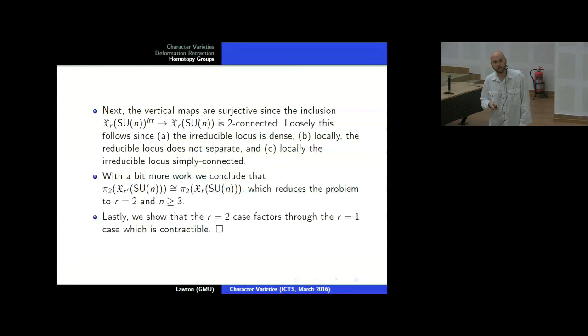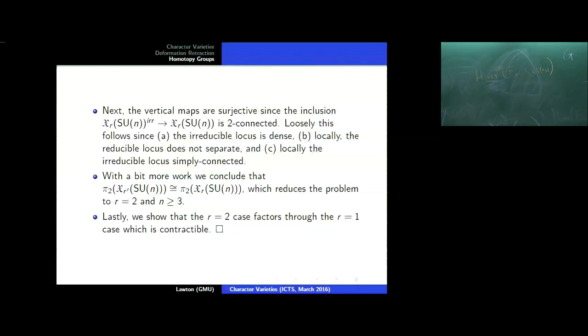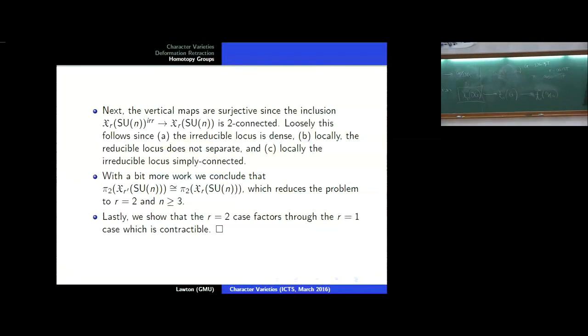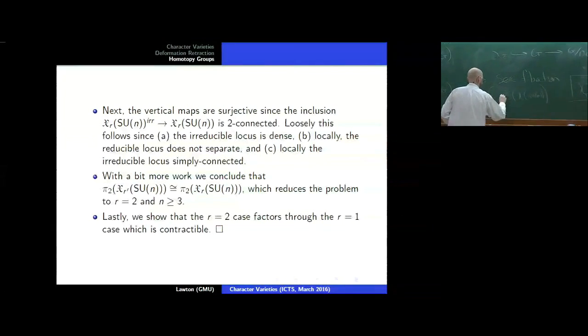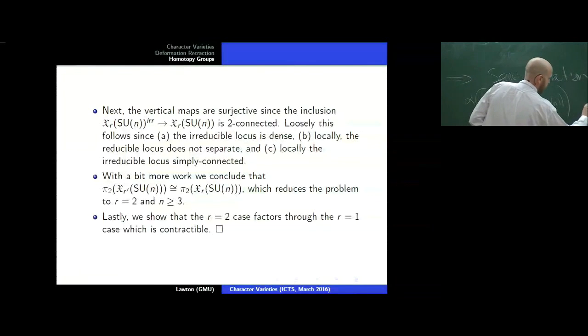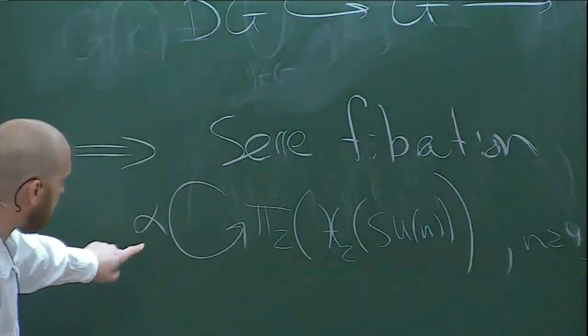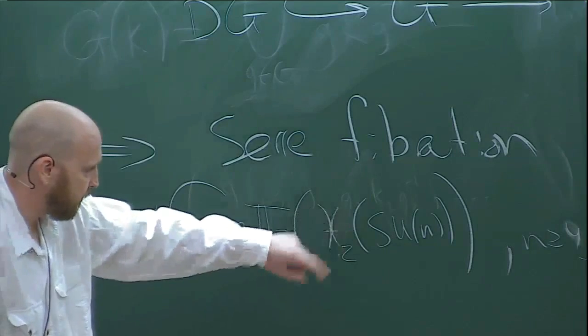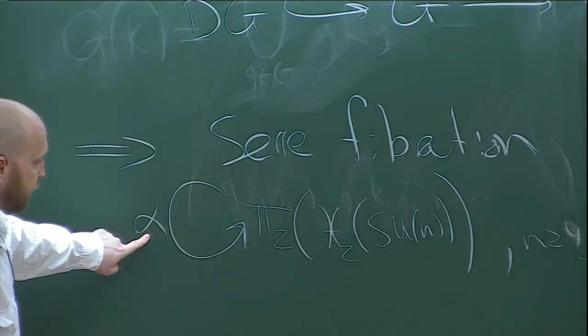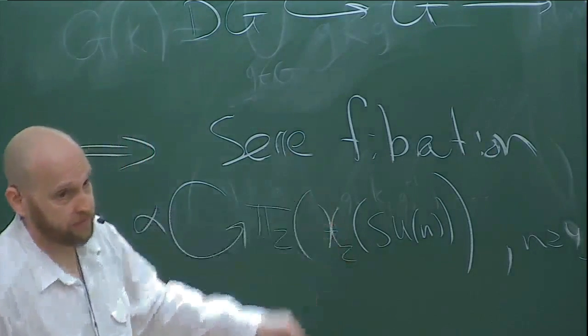I don't have enough time. But basically the idea is we construct an explicit automorphism of pi2 of the space that factors through the R equals 1 case.